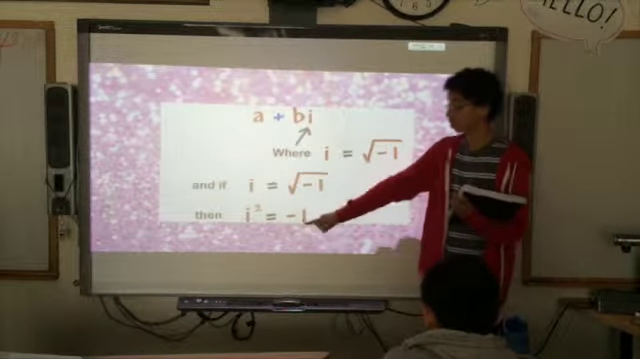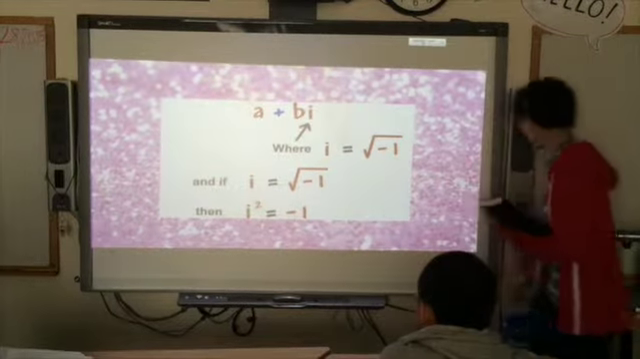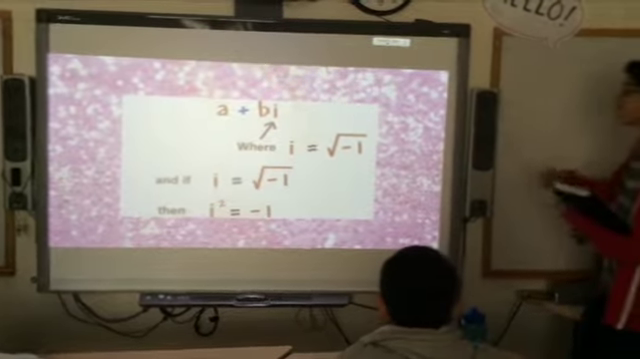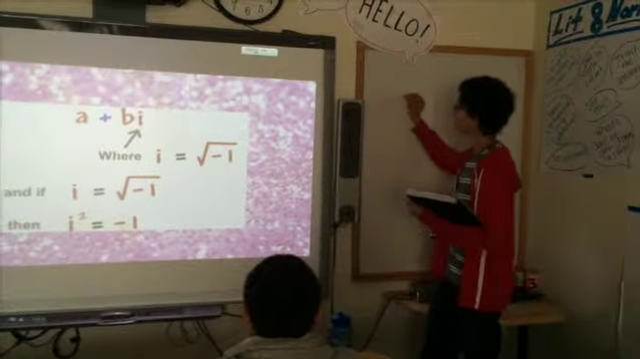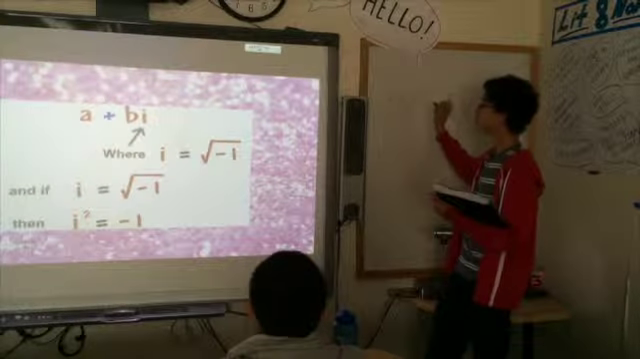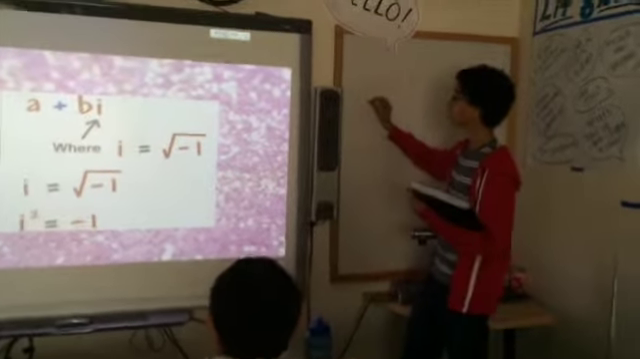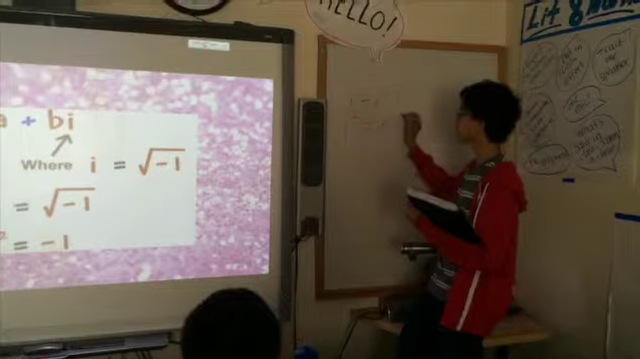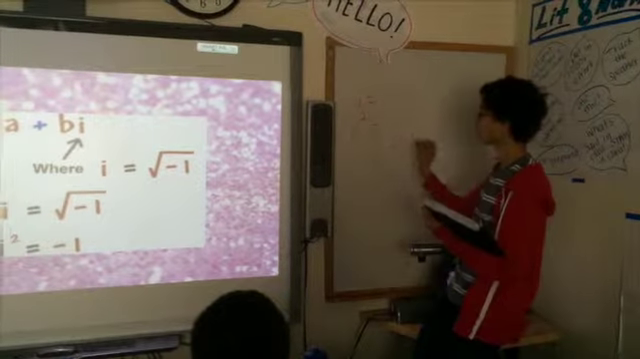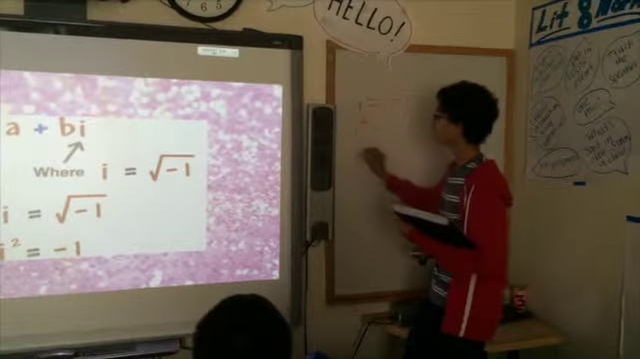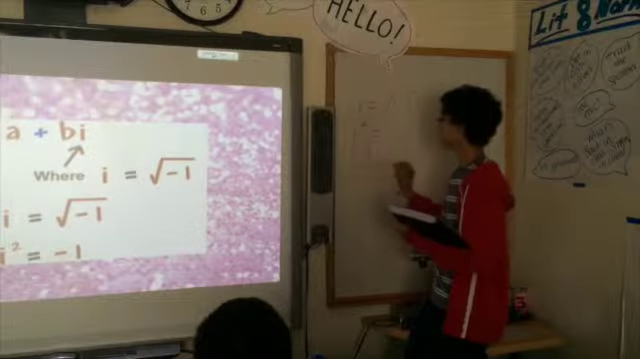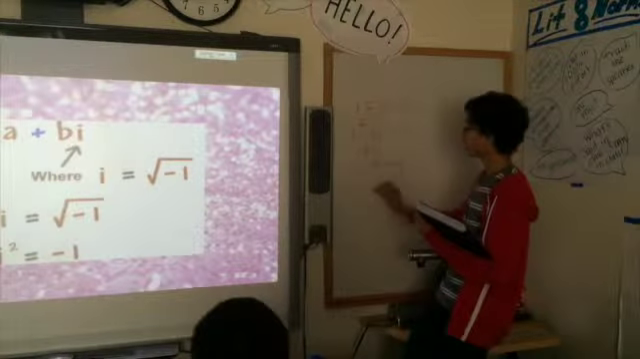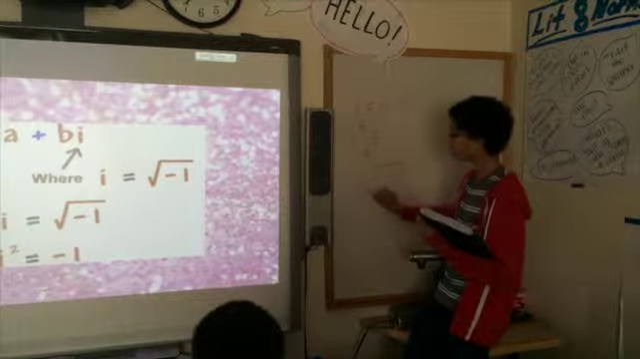And then i squared equals -1, because if you look at this board, i is equal to the square root of -1, which means that i squared is equal to -1, since square root times square root equals that. i to the third is -i, and i to the fourth is 1.